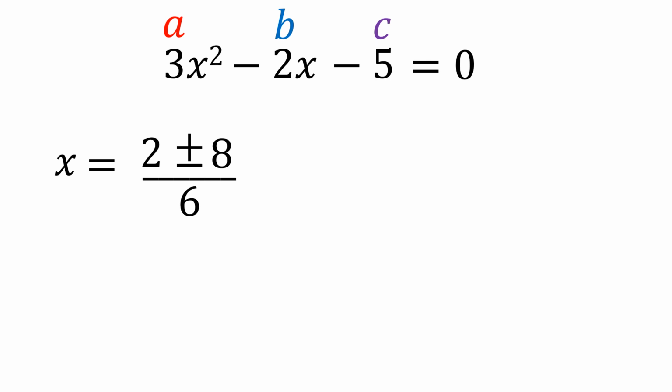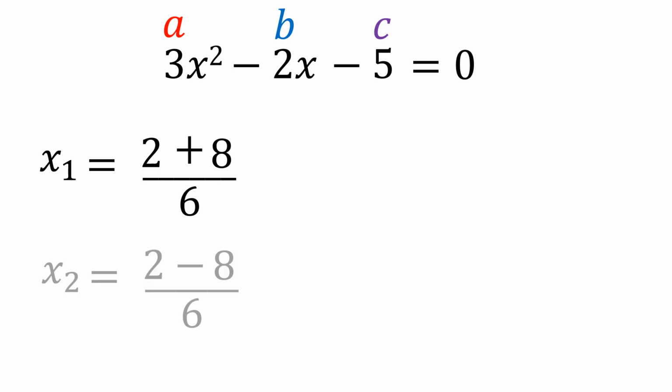Now, as you can see, it is plus minus. That means there are two possible answers. We're going to separate it into two, with the plus and with the minus. So we will name the first answer x sub 1, and we're going to use a plus symbol for the x sub 1. And for the x sub 2, we're going to use a minus sign. So it's going to be different answers because the first one is 2 plus 8 and the second one is 2 minus 8. So we're going to solve first the x sub 1.